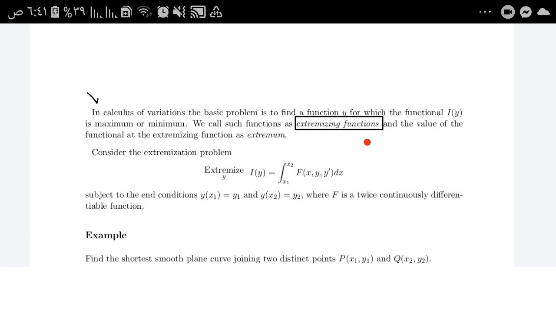Okay, extremizing functions. And the values of the functional at the extremizing functions are called extremum. So here we have two different definitions: extremizing function and extremum.